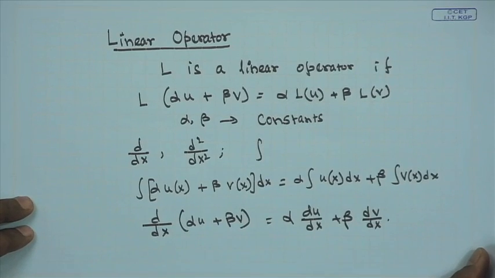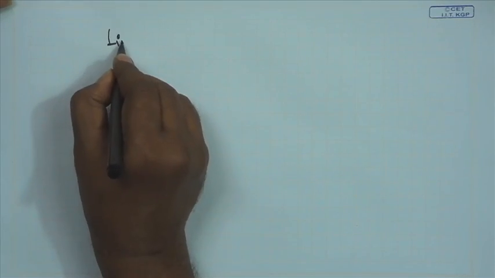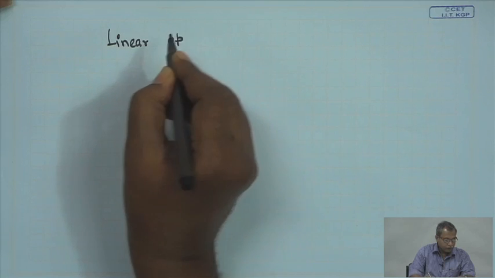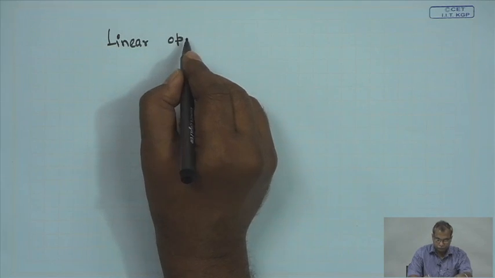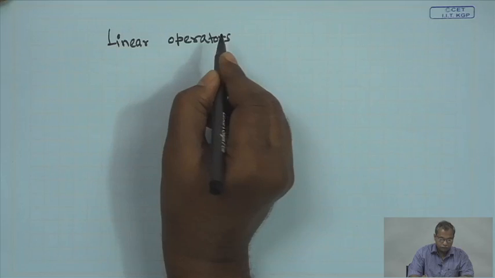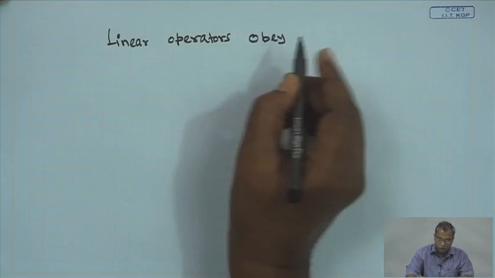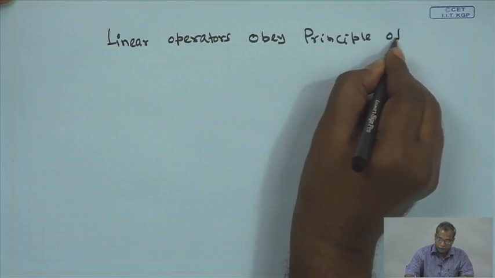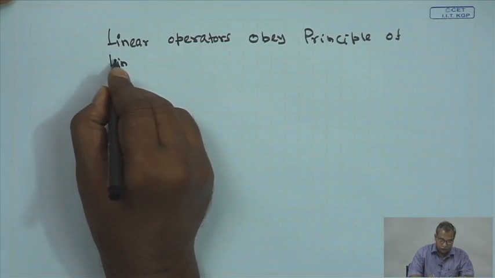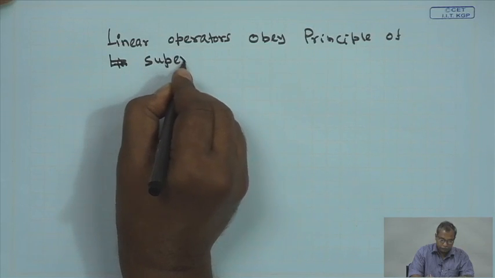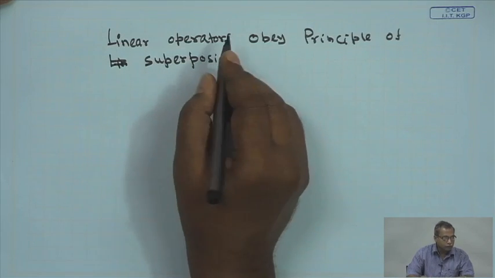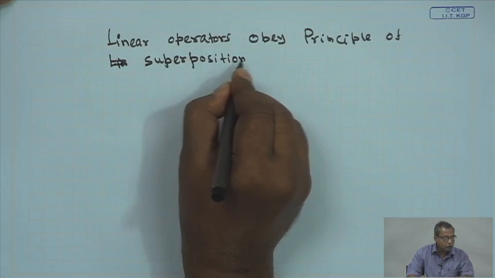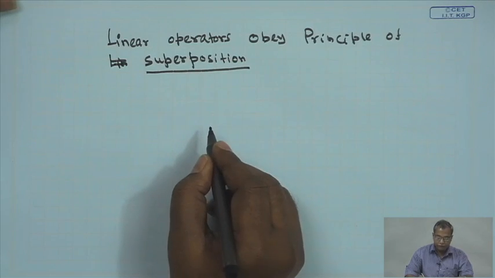So, if these are the cases, then these are called linear operators, and any linear operator will obey the principle of linear superposition. What is the principle of linear superposition? Linear operators obey the principle of superposition.